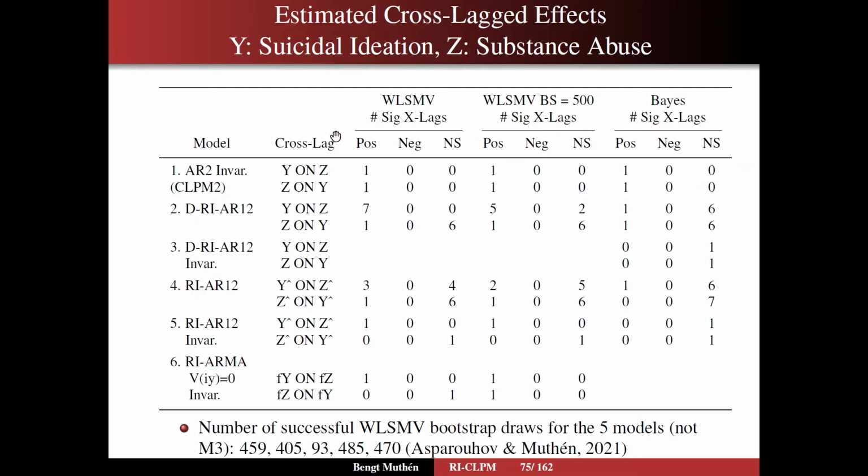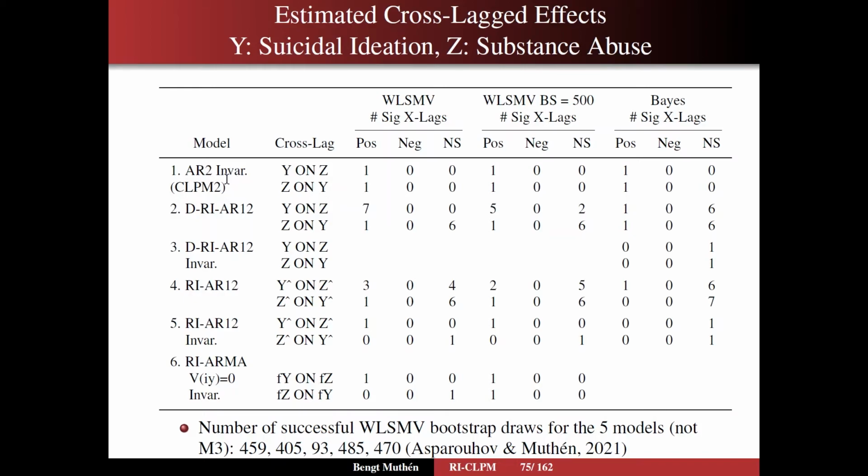So we have 3 columns here. We're going to make an important point here that WSMV should perhaps always be complemented with bootstrapping. And I'll tell you why in a second. And then over here we have the Bayes estimator. So we look at the different models that we considered, some of them being invariant, imposing invariance across time, and some of them not imposing that. And then we look at the cross-lag of Y regressed on Z and Z regressed on Y.